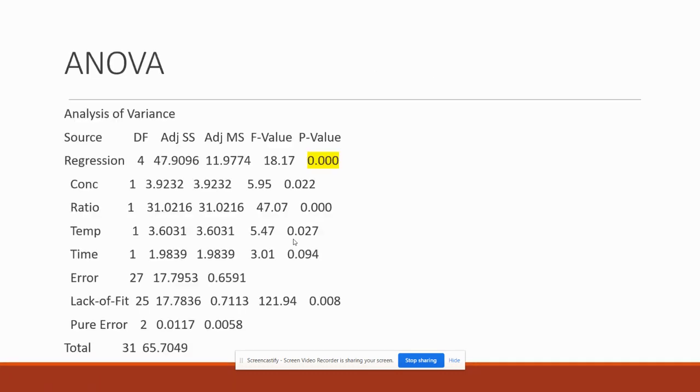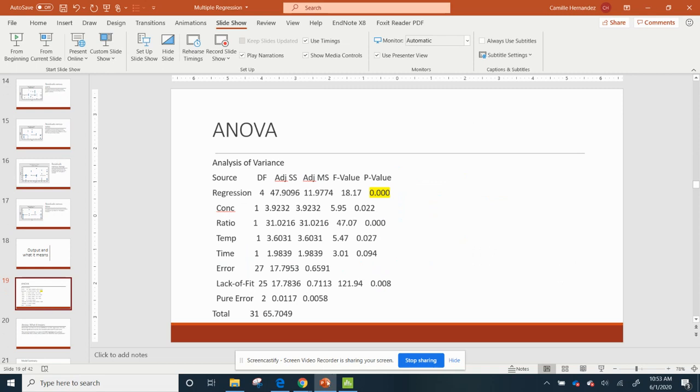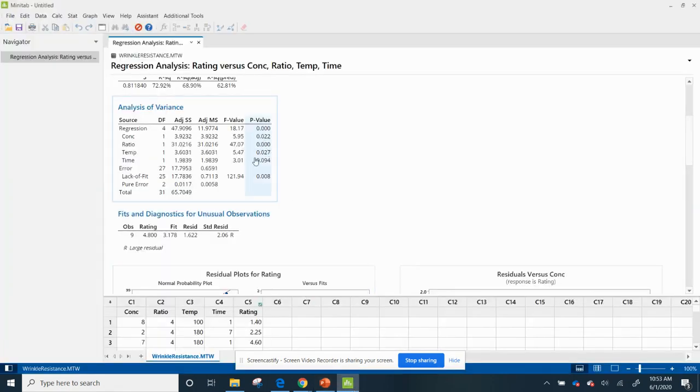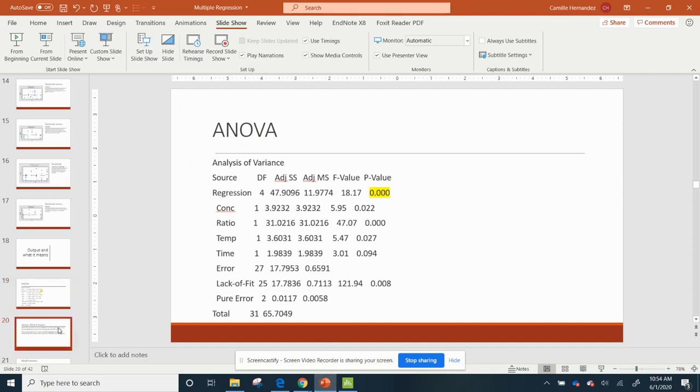Okay. So what does everything that we have mean? So we have an analysis of variance, which is, remember, I'm looking at all the different means of the groups. So for my overall model of regression, my p-value is 0. My p-value for concentration is 0.022. For ratio it is 0.00. For temperature, it's 0.27. And for time, it's 0.094. Okay, that's what I'm looking at. I'm looking at these p-values. And again, if I go back to Minitab, they're right here. They're lining up pretty good. So time, it's a pretty high p-value. I need to look at that and see what's going on. Okay, so let's keep going.